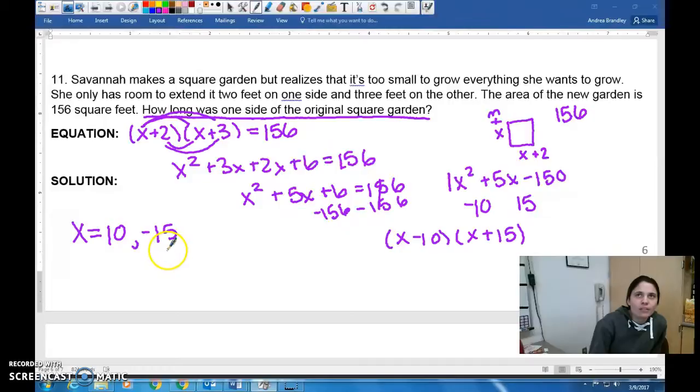If we think about this logically, the length of a garden can't be negative 15. You can't have negative 15 feet as a length. So the only option that makes sense is 10. So one side of the original garden is 10 feet long.